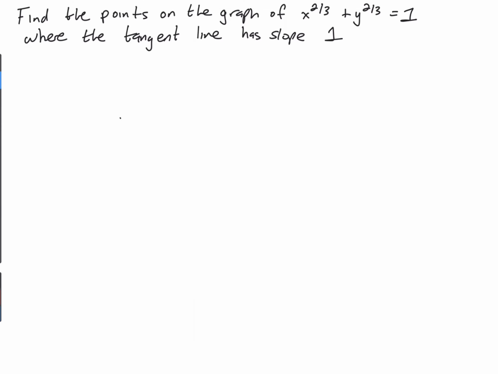But what would be the strategy here? What should we do? If we're looking for where the tangent line has a specific slope, what would be a good first step? Find the derivative, right? Because the derivative tells you the slope of the tangent line, right? Okay, so that makes sense. Well, let's do that. We know how to do that. All right, so let's do it. So derivative of both sides with respect to x.